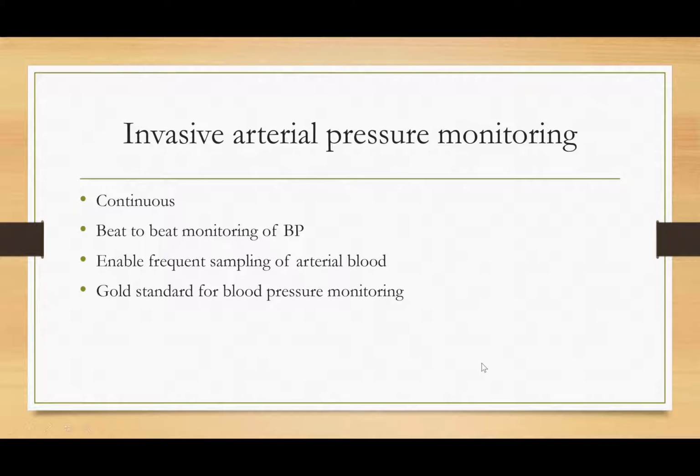So what are the uses of invasive arterial pressure monitoring? We all know invasive arterial pressure monitoring is the gold standard for monitoring blood pressure. Why? Because it helps in continuous monitoring of the blood pressure, and also beat to beat variation in BP can be made out using this. And also, since there is an arterial line present, we can do frequent sampling, and blood gas analysis can be done through that port.